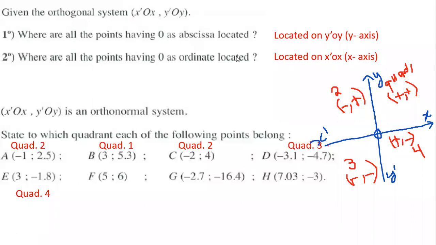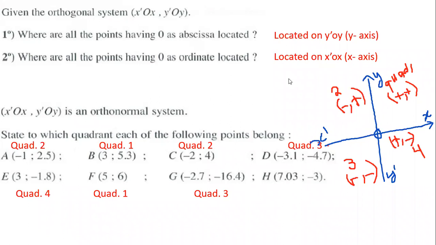Point F has positive abscissa, positive ordinate. Where is it positive, positive? Quadrant 1. Bravo, quadrant 1. Point G: negative abscissa, negative ordinate. In which quadrant do we have it? 3. Bravo. Negative, negative is in quadrant 3.